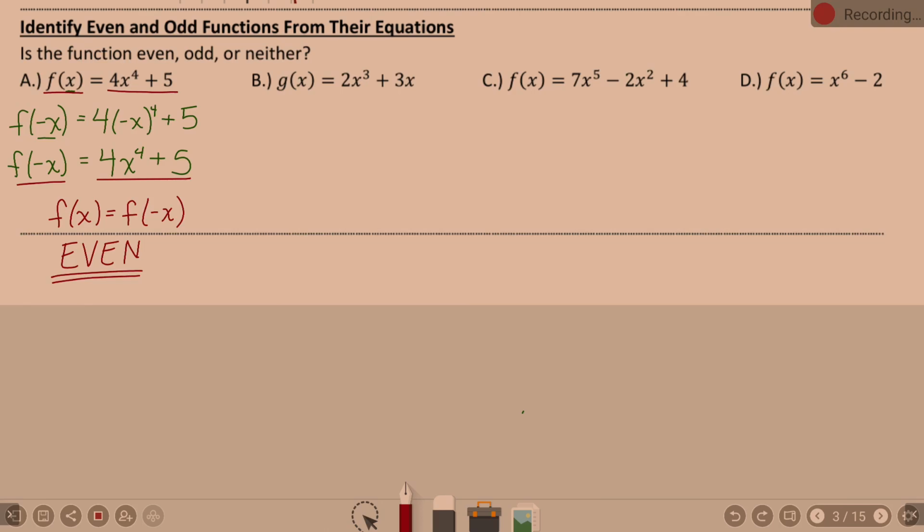Okay? So I know in this case it is even. Okay, so there's an example of seeing how do I know? There's an example of even. Got it?